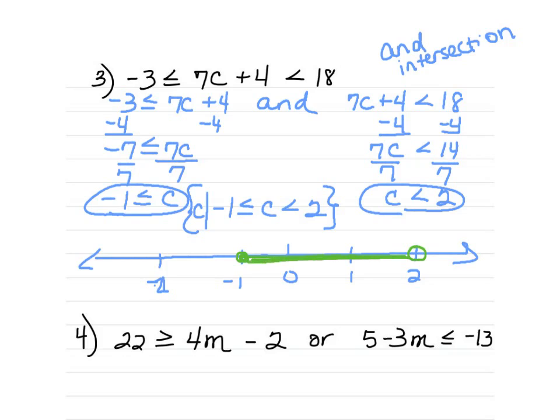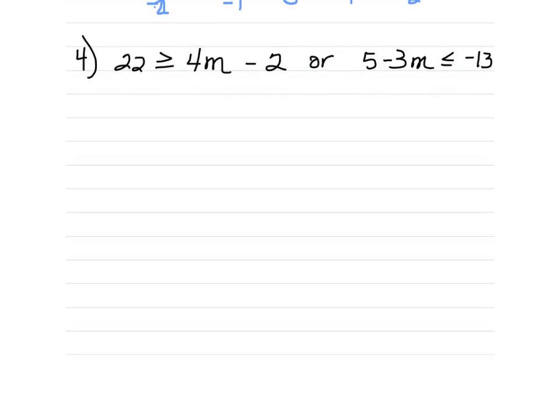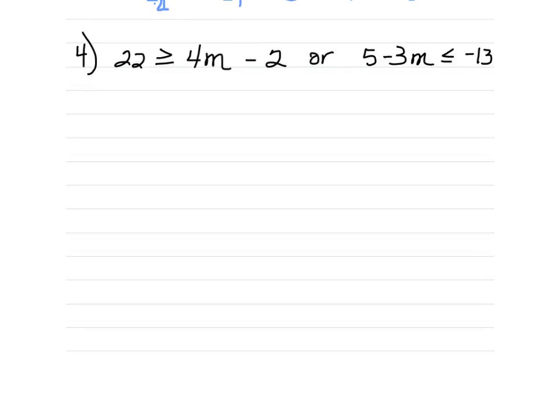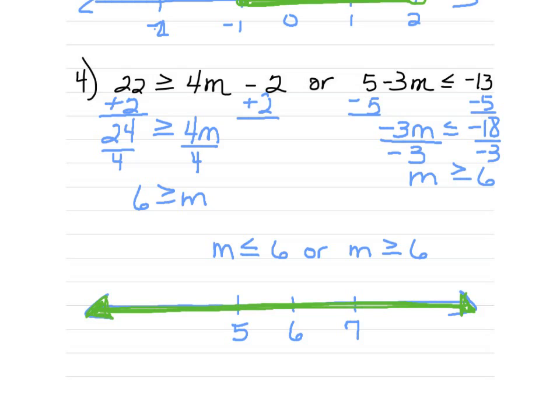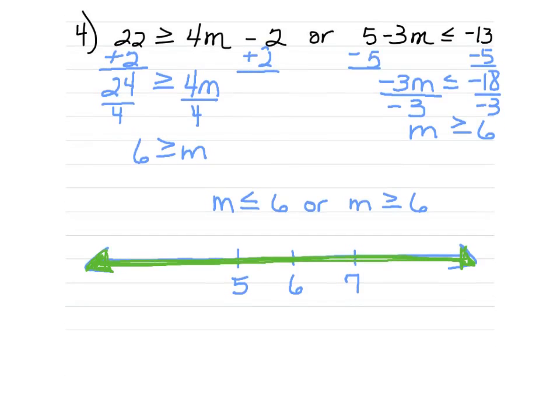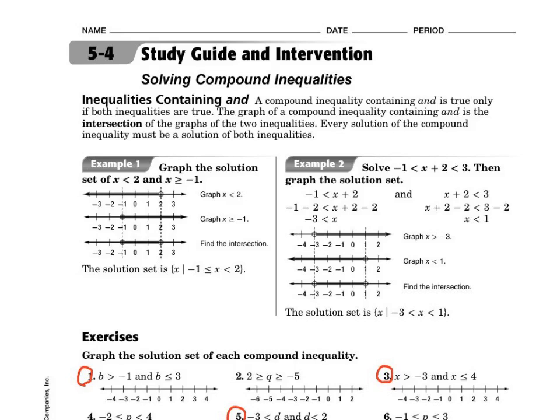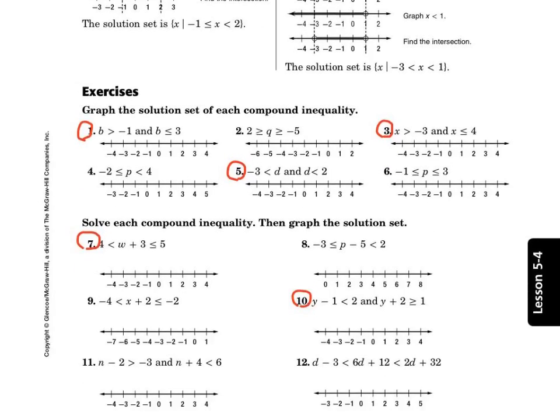All right. Number 4 is an OR situation. Pause the video and do this one on your own. Okay. On number 4, we find that M is everything smaller than or equal to 6 or everything greater than or equal to 6. So you can safely say that M is all numbers. And every number on your number line is highlighted.